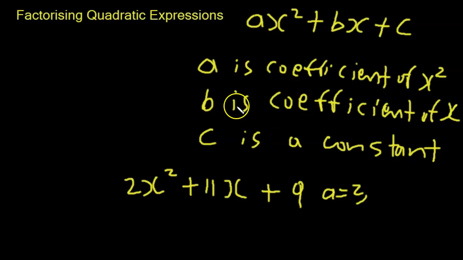b is the coefficient of the x. What do we mean by that? b is a value that's multiplied to the middle term here, x, so b is 11. And c is what we are left with, the constant. Not a term in x, it's just by itself.